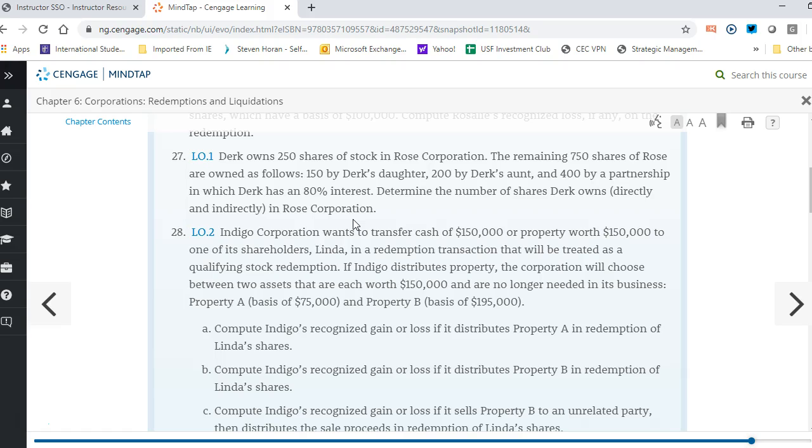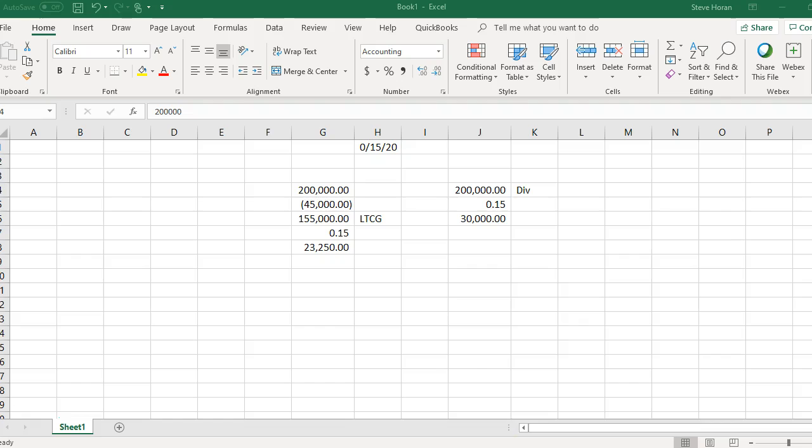So for sure, when we look at this, we know that Dirk owns 250, and we know that Dirk's daughter owns 150. So the 250 plus the 150, yes, that falls within the attribution. And then we look at the partnership. Dirk owns 80% of it, and the partnership owns 400 shares. So you can do the mental math on that: 400 times 0.8 is 320.